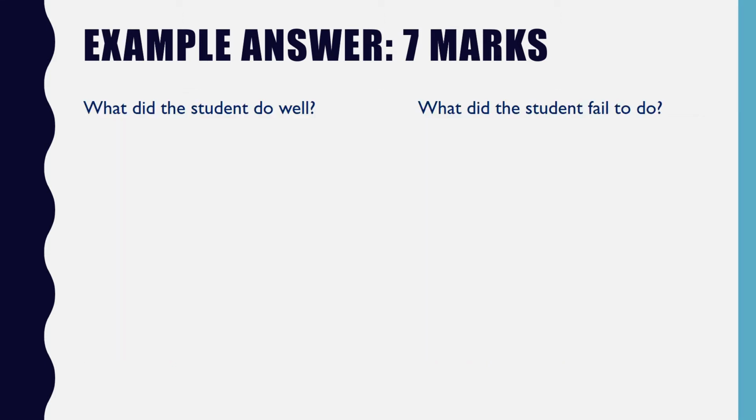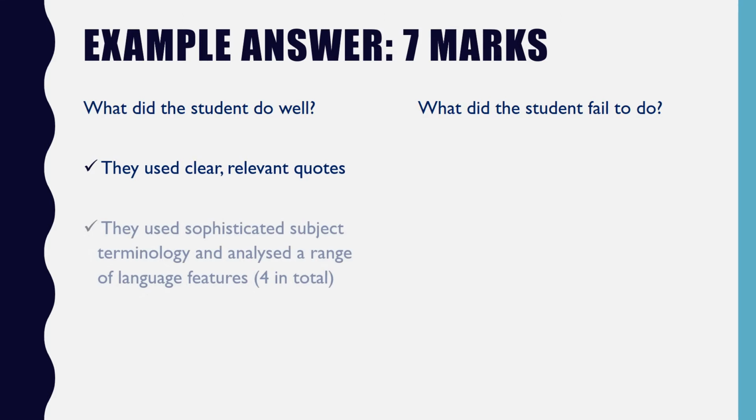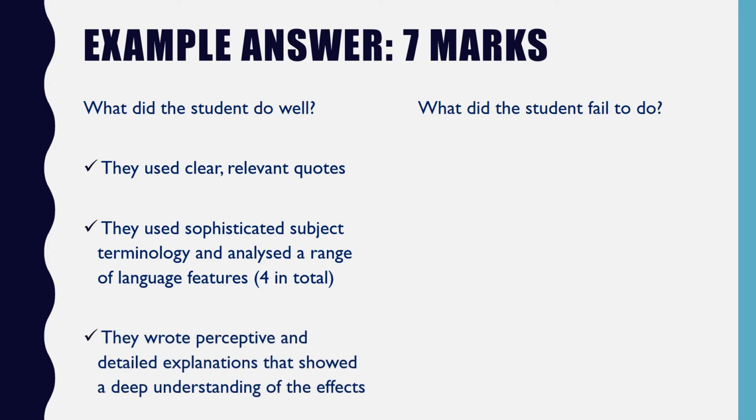So, let's recap the 7-mark response. What did the student do well? They used clear, relevant quotes. They used sophisticated subject terminology, and they analysed a range of language features. They also wrote perceptive and detailed explanations that showed a deep understanding of the effects.